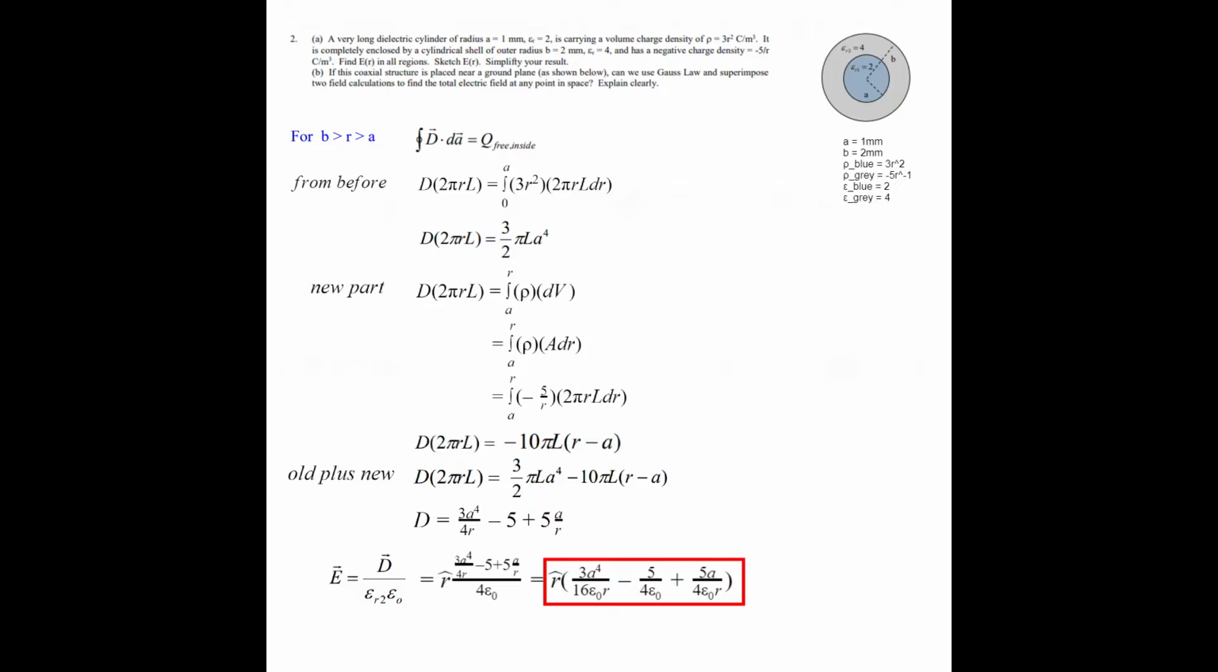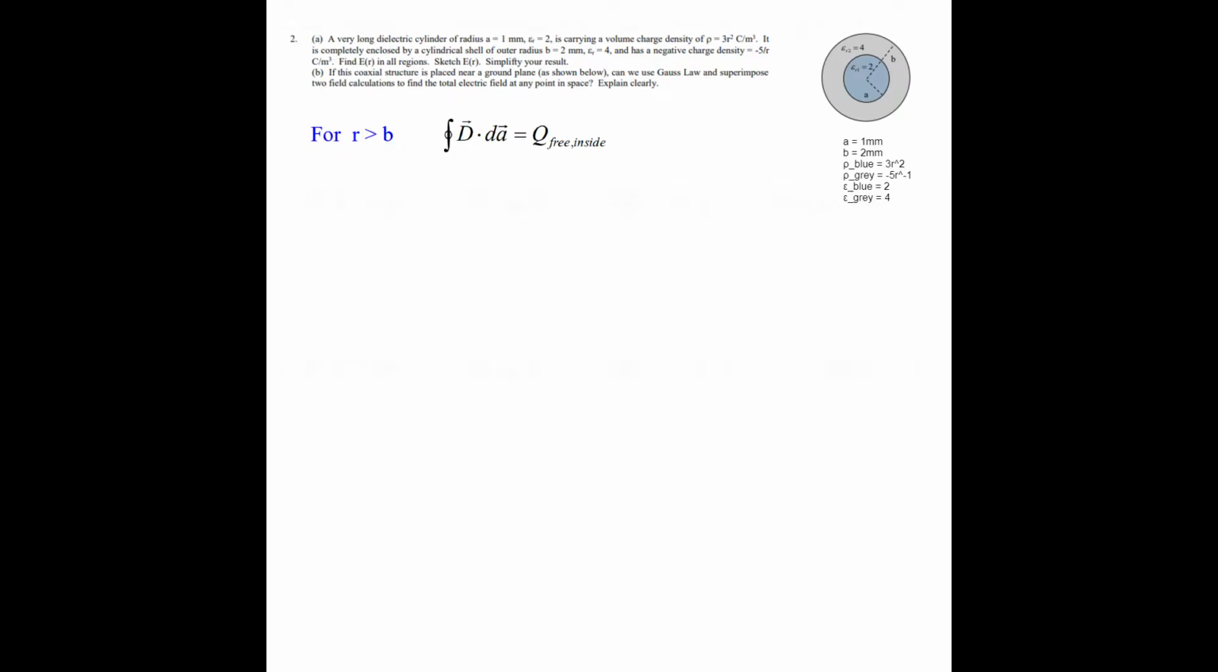Now we're going for the region where we're outside of the cylinder, and you might be able to guess what we're going to do, which is essentially, for the first part, we went 0 to R. The second part, we did 0 to A plus A to R. Now we're doing A to B, and we're obviously including the blue part as well, which we still have, the 3/2 pi LA to the fourth, because that still affects the problem.